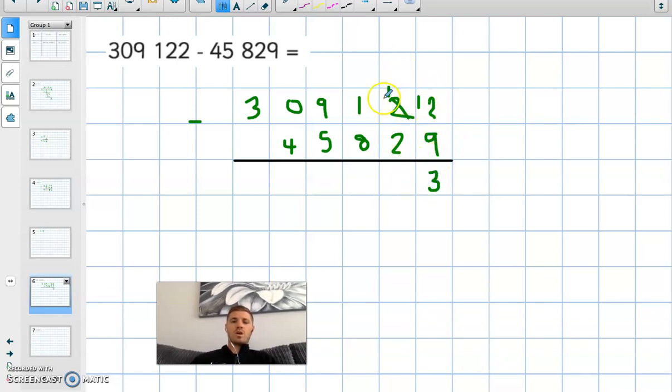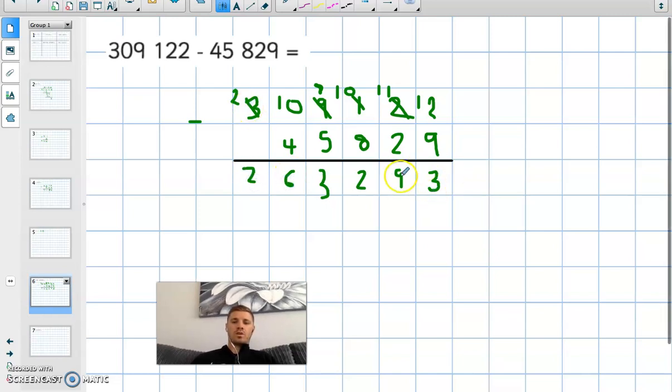1 take away 2 you can't do, so we have to borrow again. 1 becomes a 0, that 1 becomes 11. 11 take away 2 is 9. 0 take away 8 we can't do, so we borrow. 9 becomes an 8. 0 becomes a 10. 10 take away 8 is 2. 8 take away 5 is 3. 0 take away 4 we can't do. Borrow 1. 3 becomes a 2. 0 becomes a 10. 10 take away 4 is 6. And 2 take away nothing is 2.